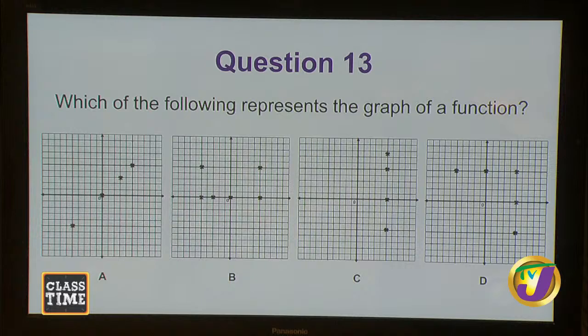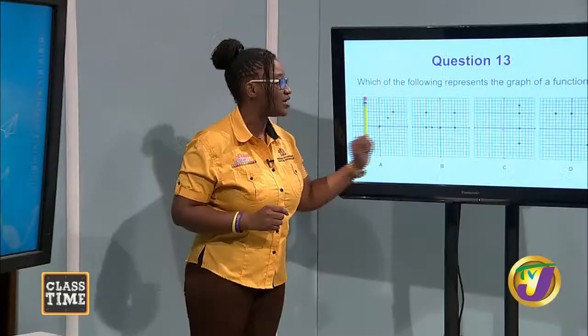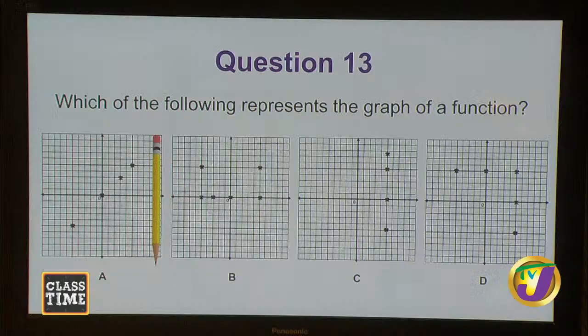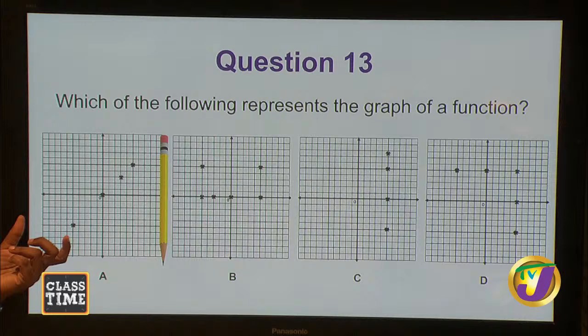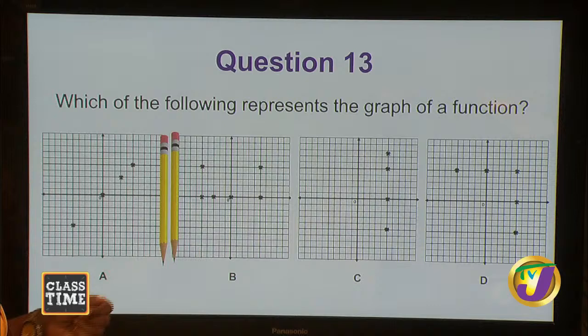So you have a pencil in the exam, no? Okay. So we're going to pass this pencil across the graph. I hope our students saw that. Let's do it again, Latoya. And we're checking if it's passing any 2 points at the same time. Only passes 1 here, 1 there, 1 there, 1 there. So this seems to have passed the vertical line test. But for the benefit of our students, we're going to check the others.